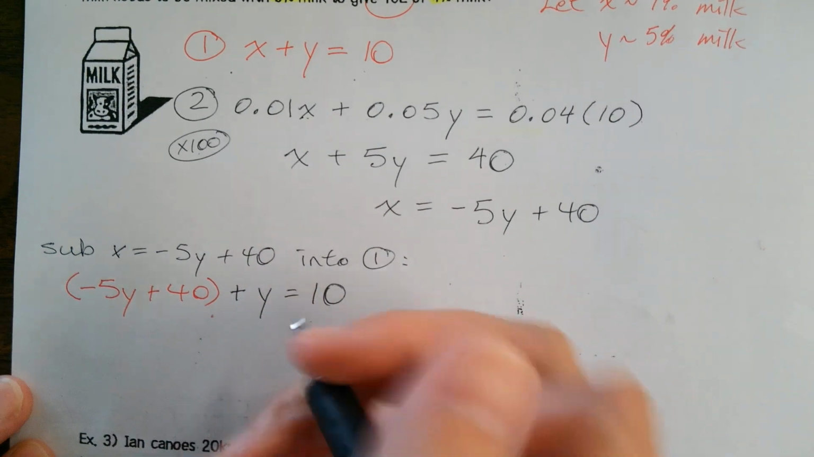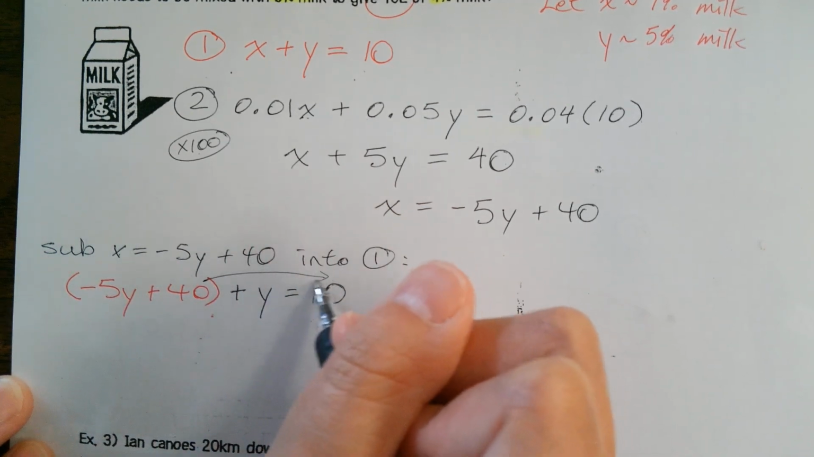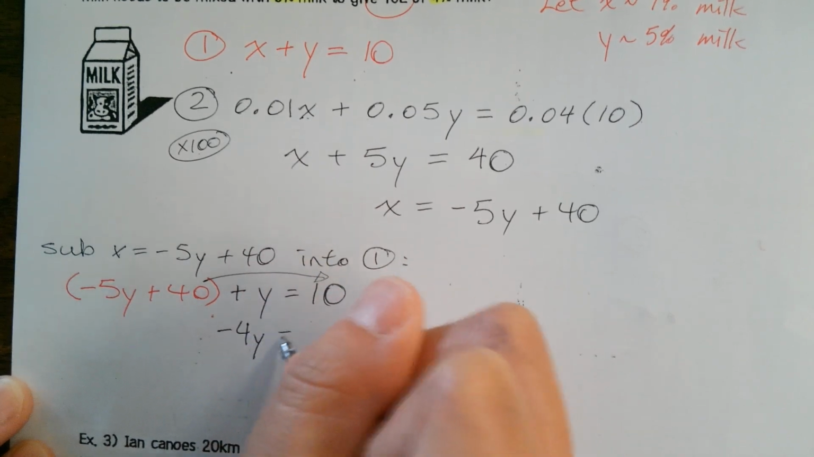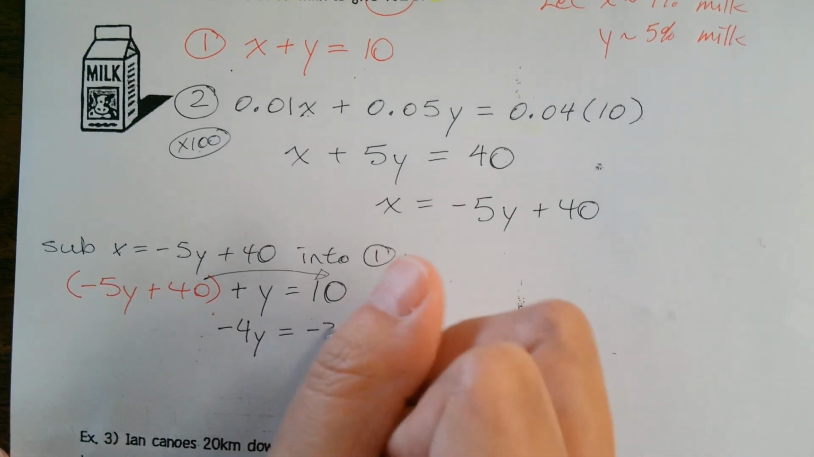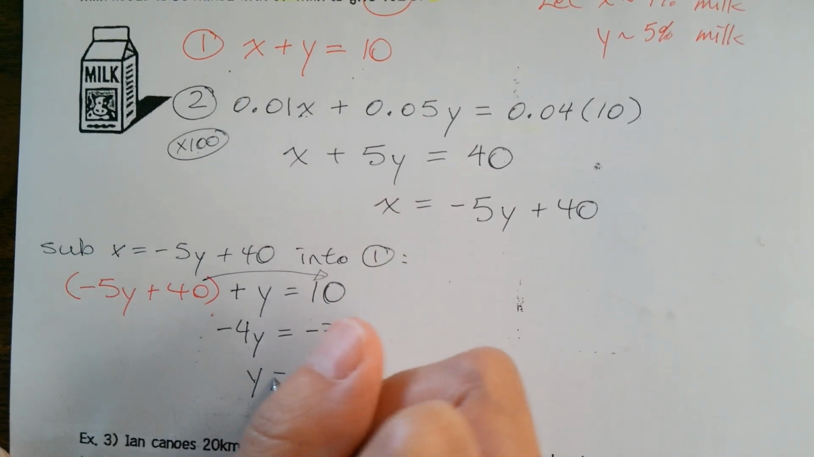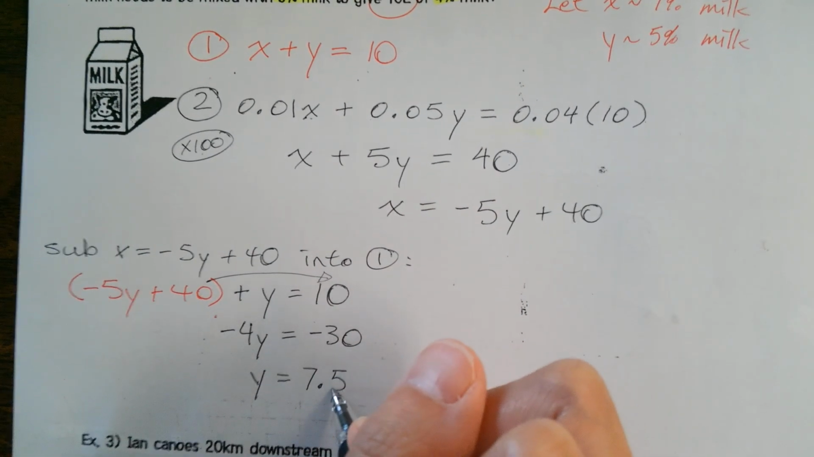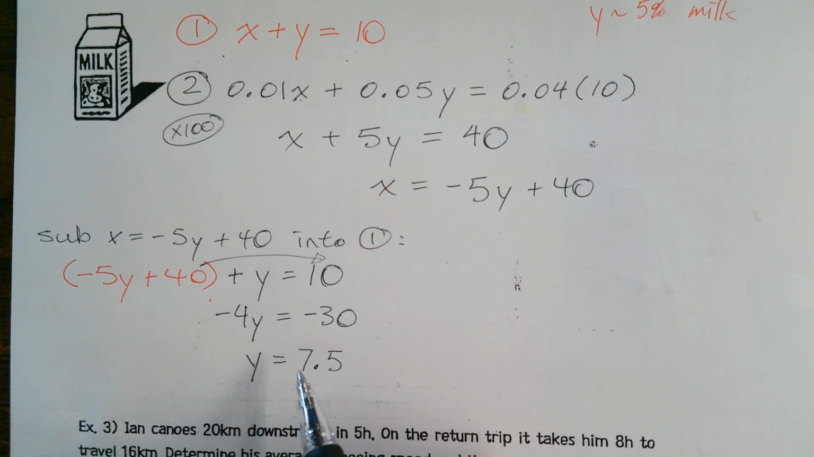Okay. Simplify the y's and move over the number. So negative 5y plus y, you get negative 4y. 10 minus 40, you get negative 30. When you divide that by negative 4, you get 7.5. Now let's say I made a mistake and I got negative 7.5. Does that make sense if I get a negative number? Why not? Right?